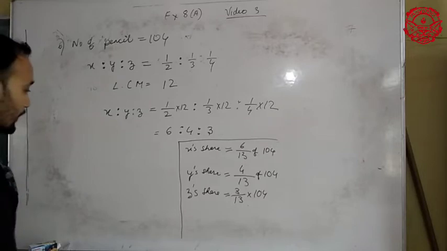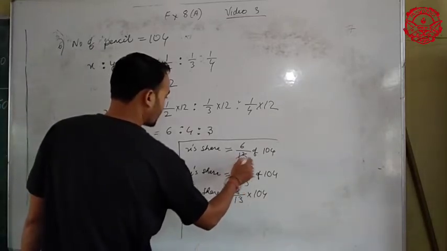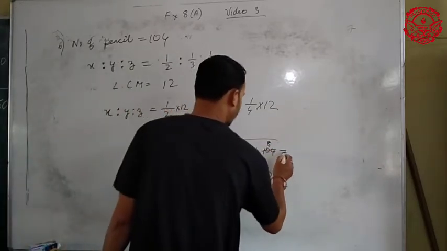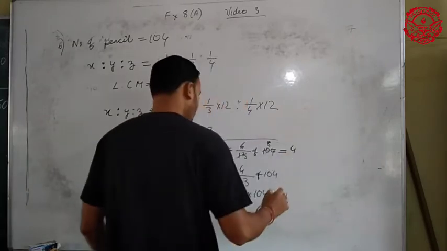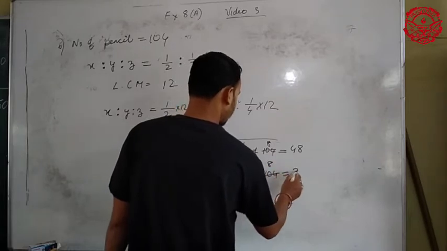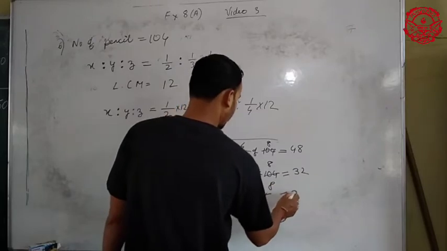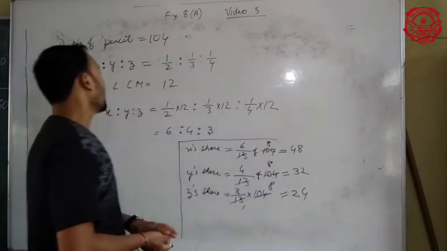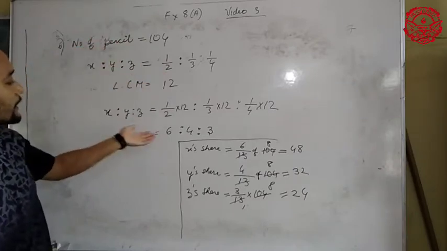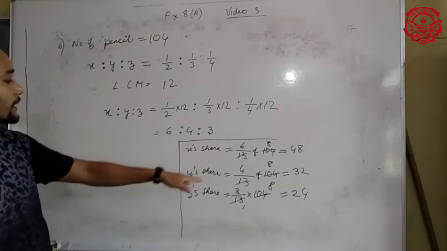Now see. 13 ones are 13, 13 eights are 104. 6 eights are 48, 4 eights are 32, 3 eights are 24. So the 104 pencils are divided among X, Y, and Z as X is getting 48, Y is getting 32, and Z is getting 24.